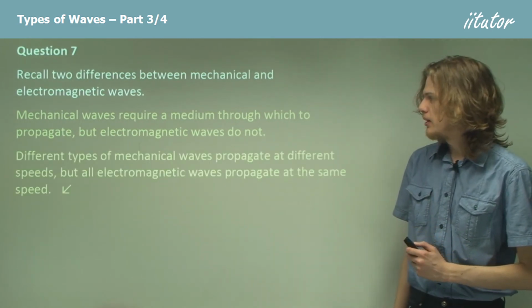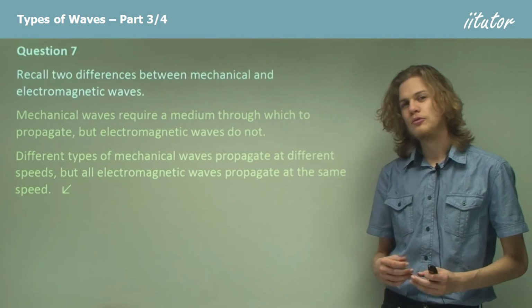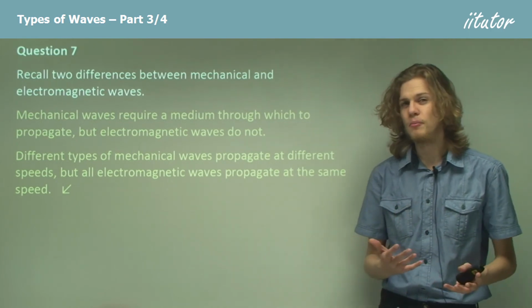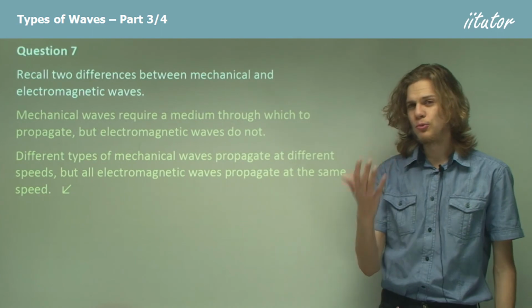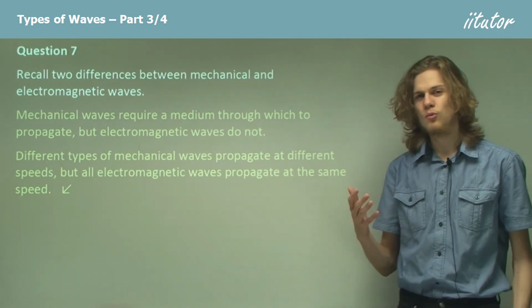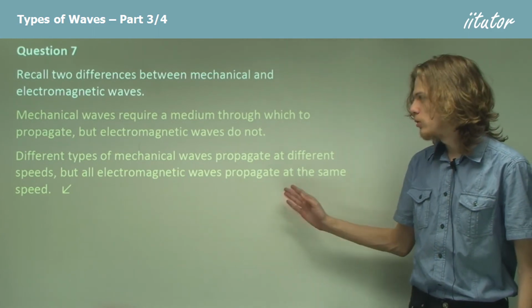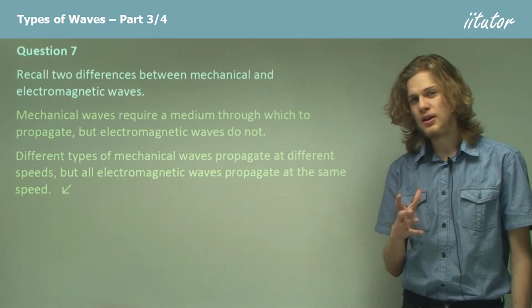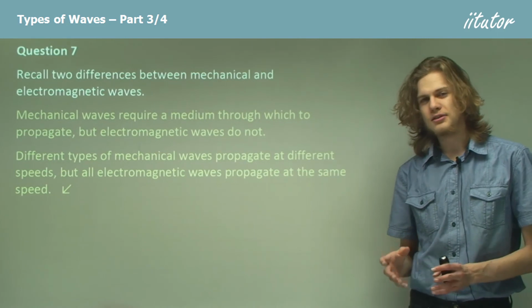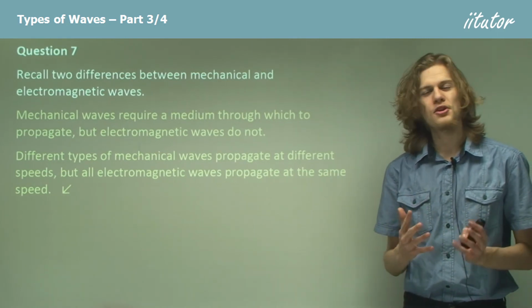Another difference is that different sorts of mechanical waves will propagate at different speeds depending on the medium. So for example, sound waves generally travel faster than waves caused by surface tension on the surface of a pond. But all electromagnetic waves travel at the same speed. And they travel at, in fact, faster than any other wave in the universe can travel.